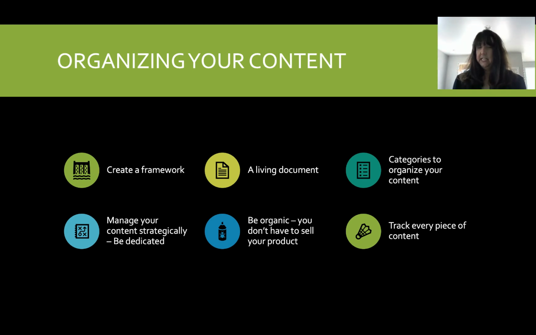Now I'm going to talk about organizing content. Oh, this is a big deal. Organizing content. The first thing you're going to do, you're going to create a framework. You're going to have a living, breathing document. You're going to categorize your content. You're going to manage it. You're going to be organic, meaning you're not going to just sell stuff. And then you're going to track every piece of content you have. So these are the 6 things I want you to think about.